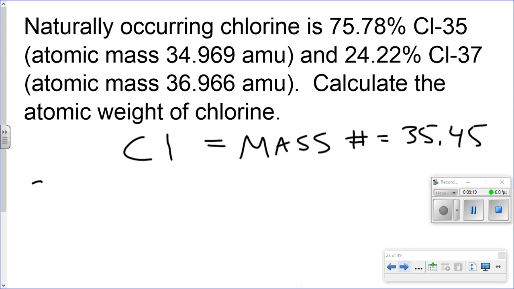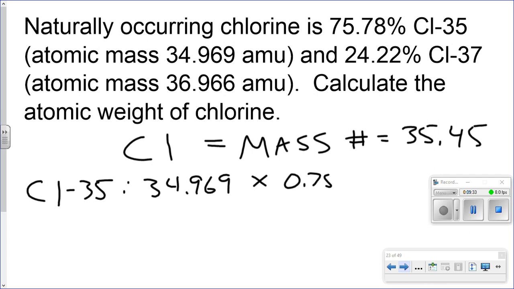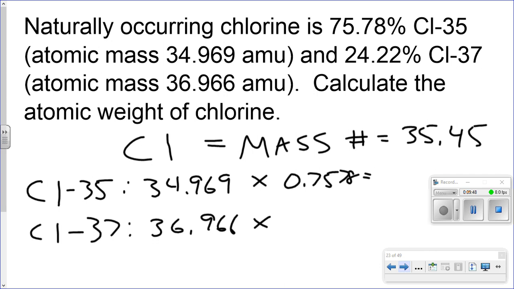Chlorine 35 has a mass of 34.969 AMUs, which stands for atomic mass unit, and we're going to multiply that by the percentage as a decimal, so 0.7578. We have a ton of chlorine 35, and a lesser amount of chlorine 37, which has a mass of 36.966, and we multiply by its percentage, 0.2422.